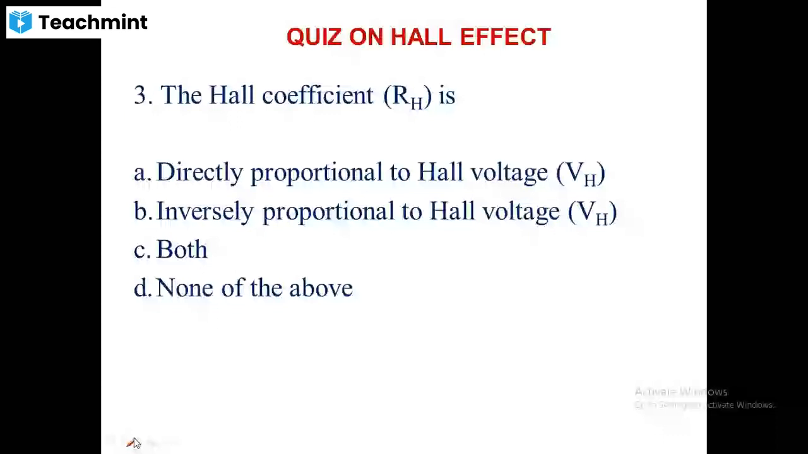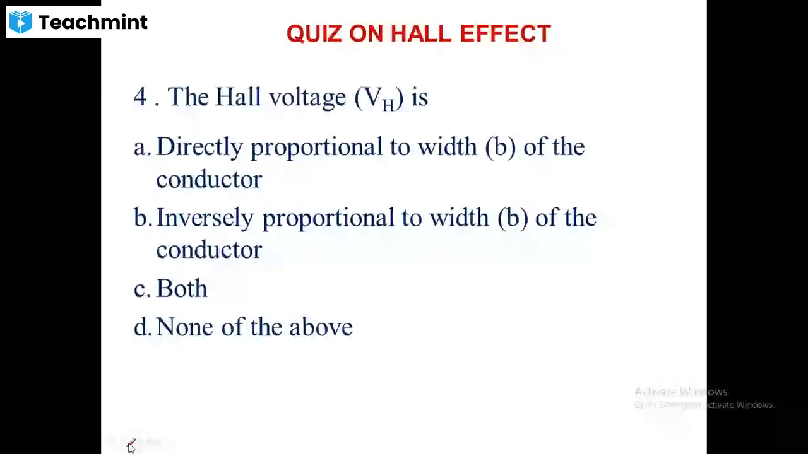Then the Hall coefficient RH. Is it directly proportional to Hall voltage, inversely proportional to Hall voltage, or both? The correct answer is: it is directly proportional to Hall voltage. The more the Hall voltage, the more the Hall coefficient. Because VH equals RH into I into B divided by small b, right? So therefore, the Hall coefficient is directly proportional to Hall voltage, right?